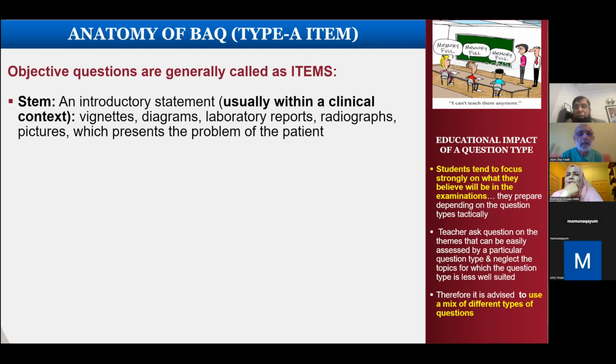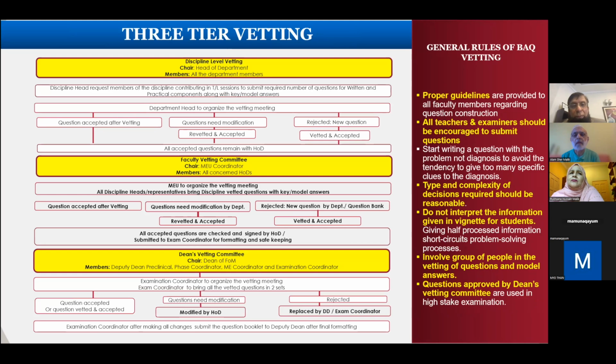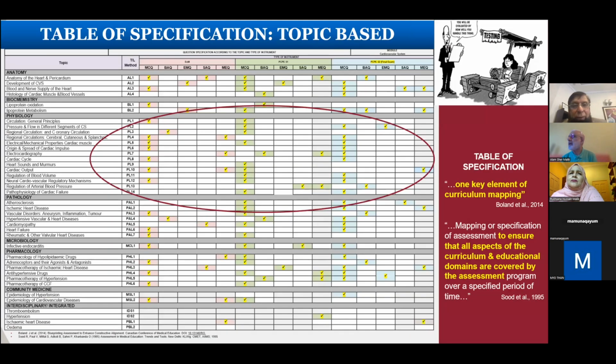Sorry to interrupt you, but in your slide of blueprint and then DTOS, you have used two terms, MCQs and single best answer questions. So you recommend to use a mixture of true false and one best? Yes, by MCQ we mean single true false. Yes, true false. We still use true false questions. Okay, I think they are absolutely obsolete now.